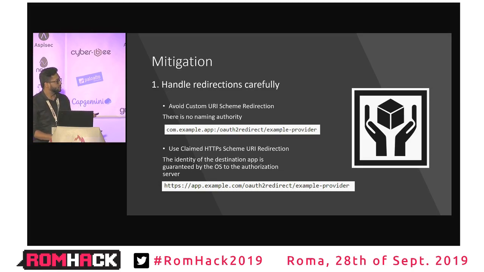The advantage of using claimed HTTPS scheme URI redirection is that the operating system provides the guarantee to the authorization server that this is the genuine application that has registered for it, because the application would have to prove that it is owning this particular FQDN. So the ownership of this FQDN needs to be proved by the application, whereas this is not so in the case of custom URI schemes. There is no naming authority at all.